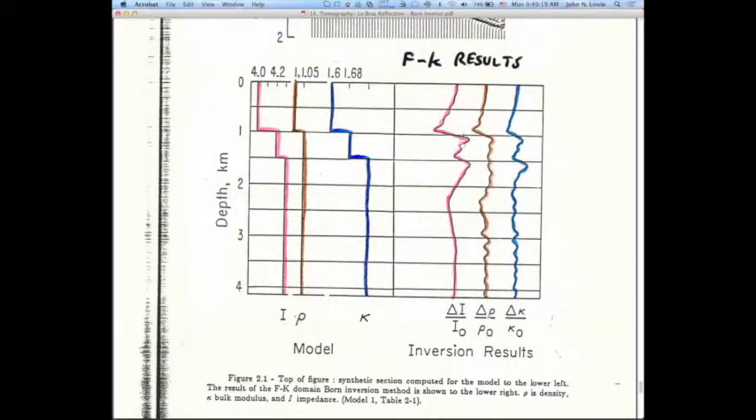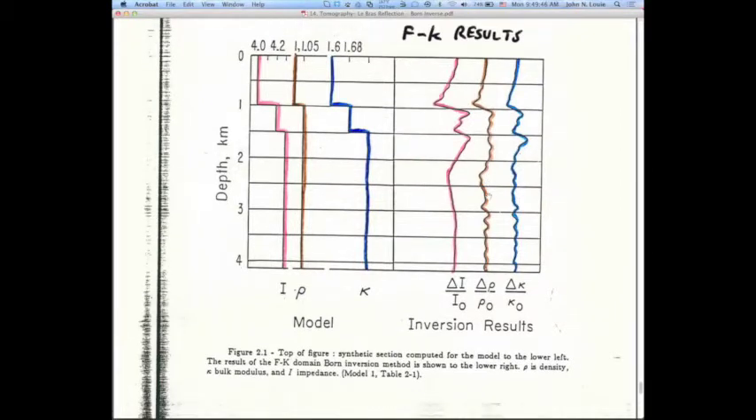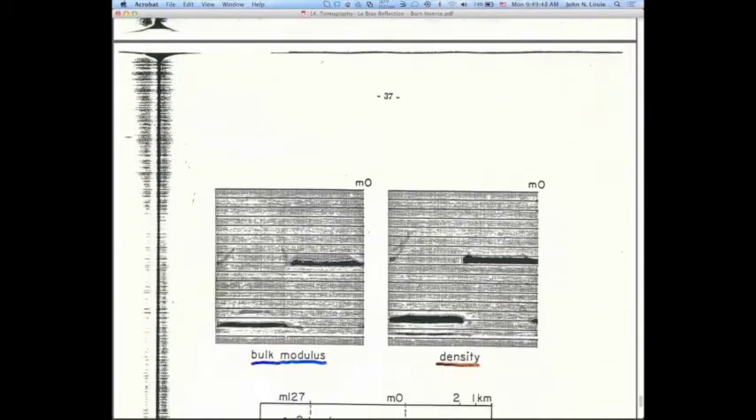Here's the FK inversion, and you can see lots of artifacts, but of course this is delta I over I, so it's centered at zero. And that shows both of the reflectors. The delta K over K shows both of the reflectors, and the delta rho over rho, you could argue, is showing only the top one, which is what it should do. Okay, so the FK works.